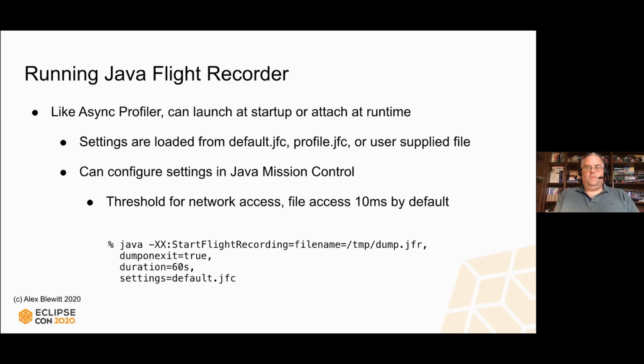We've got the file name that we're writing out to in the JFR format. Dump on exit simply means that when the JVM terminates, it's going to write out any flush buffers that it needs to. You can have a duration, which says run for 60 seconds and then stop. And that's useful perhaps if you're connecting to an existing machine. You just want to run it for a certain period of time before disconnecting. And then the settings, which is either the default or profile that comes with the JVM itself, or a fully qualified path to another JFC file that you've written.